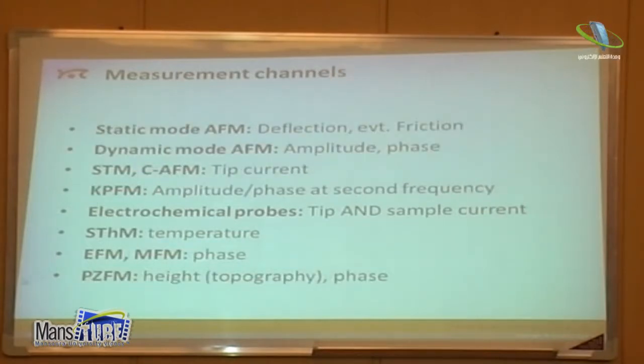In static, in contact mode, usually we have the deflection channel, and we can also measure the friction. In dynamic mode, we have the amplitude and the phase, which is what we actually measure. In contact, we measure the deflection of the laser, and in dynamic mode, we measure the amplitude and the phase. And in STM or conductive AFM, we measure the tip current, how the current changes on the surface. With Kelvin, we measure the amplitude and phase from another lock-in.